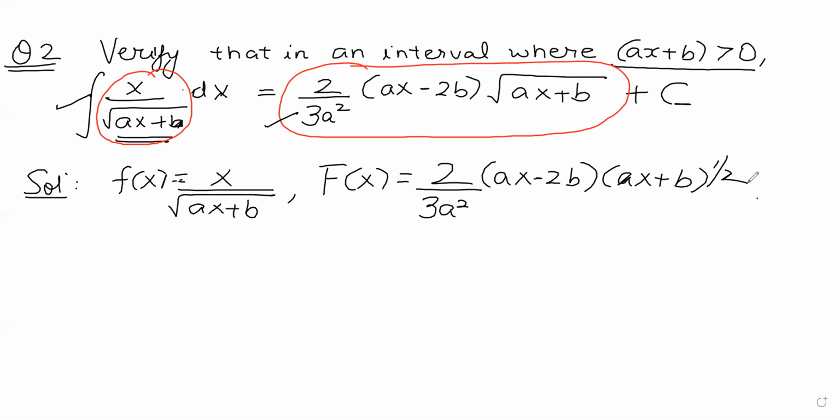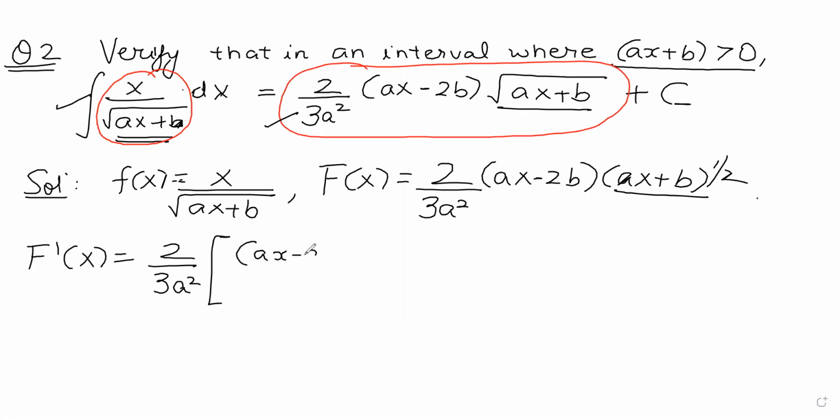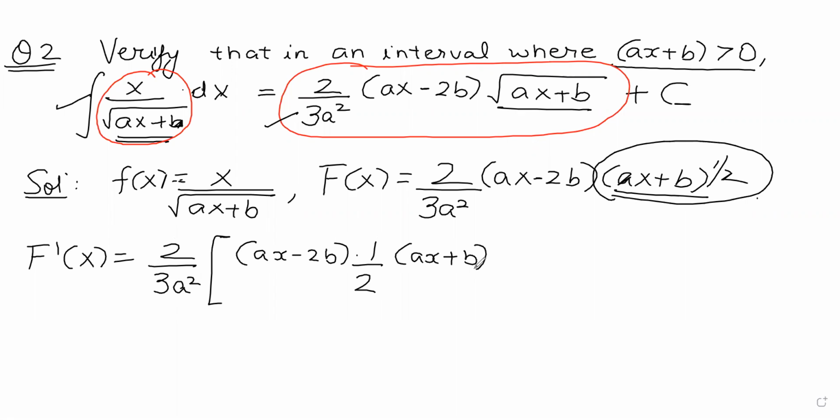Let me just check. Okay, so now let's differentiate. Let's find the derivative of capital F of x. If I differentiate again, I get 2 upon 3a square times ax minus 2b into, what's the derivative of this? Half times ax plus b to the power half minus 1, and ax plus b itself, its derivative is a. Plus ax plus b to the power half into the derivative of ax minus 2b with respect to x, which is a.